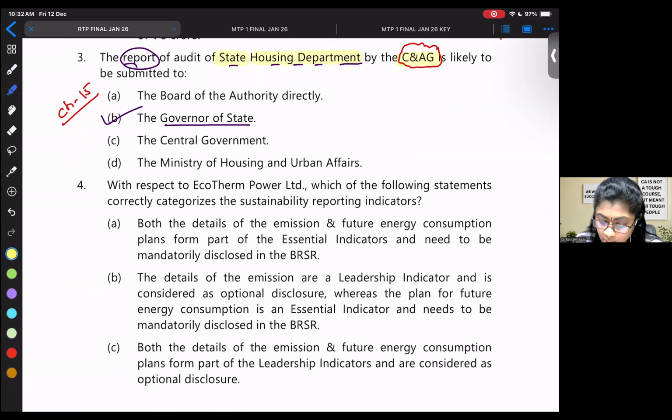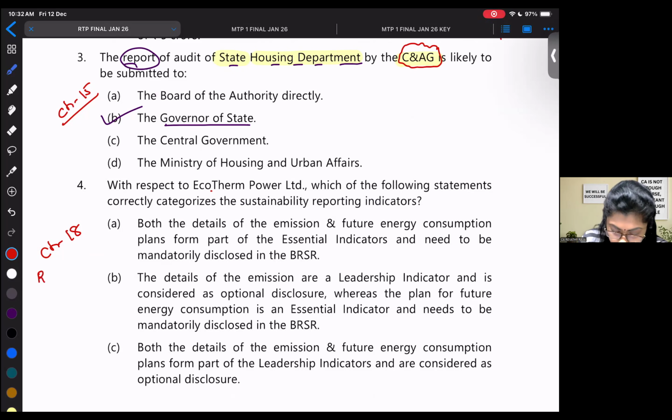With respect to Ecotherm Power, which of the following statements correctly categorizes sustainability reporting indicators? So, which chapter came to your mind? Sustainability. So, chapter number 18, emerging areas. So, we'll revise in 2 minutes. And they are talking about two types of reporting. Can you please say what are the two types of reporting?